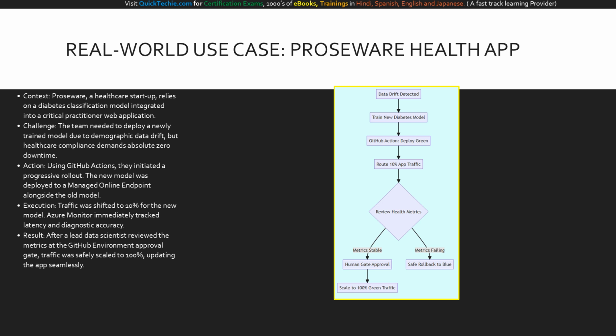The practitioners received a life-saving AI update with zero disruption. Our final diagram maps Prosware's exact journey. It starts with data drift detected, leading to training the new diabetes model. A GitHub action executes the deploy green step. We route 10% of app traffic to the new model and pause to review health metrics. If the metrics were failing, the system would take the bottom path, executing a safe rollback to blue. But because the metrics were stable, the flow proceeds to the human gate approval. The lead scientist signs off, and the system automatically scales to 100% green traffic, successfully completing a zero-downtime healthcare deployment.